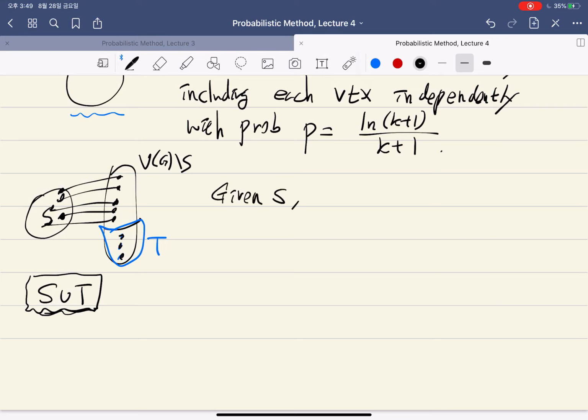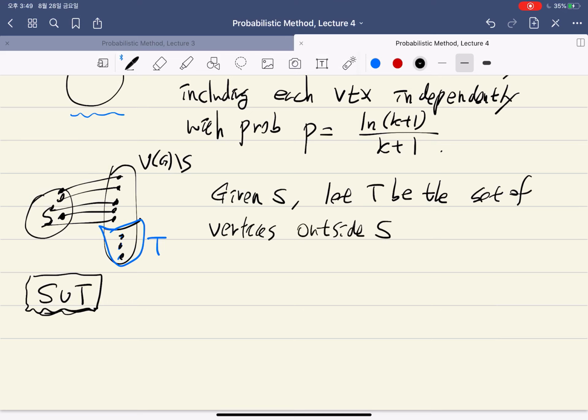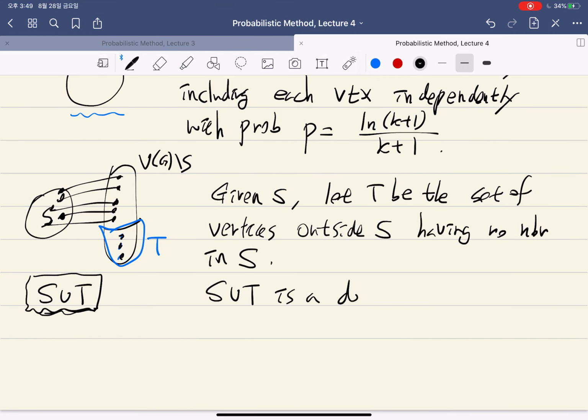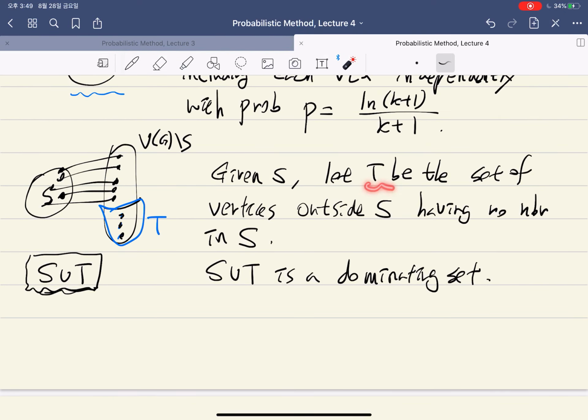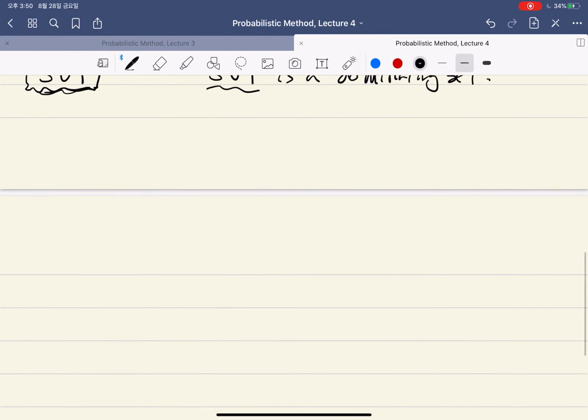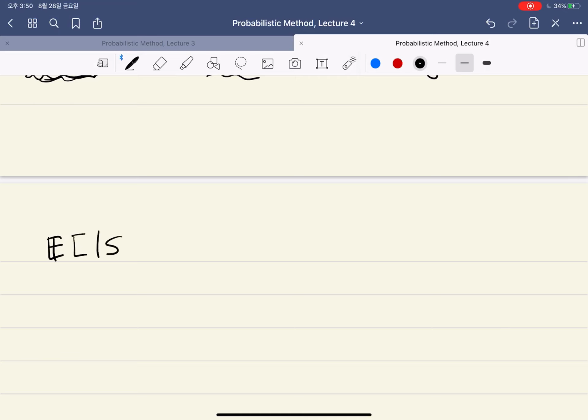So given S, let T be the set of vertices outside S having no neighbor in S. Then S union T is a dominating set. Keep in mind that this S is a random variable and T is also a random variable. T is a set which is obtained at random. Then this is our object, so we want to make sure that this is not too large, so we want to consider the expected size of this.